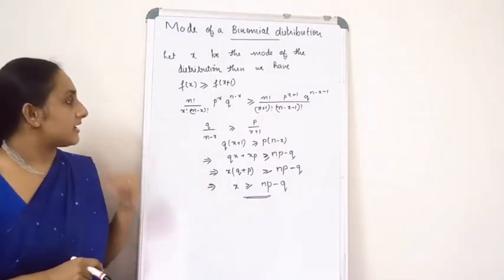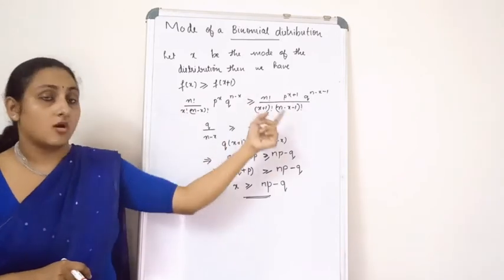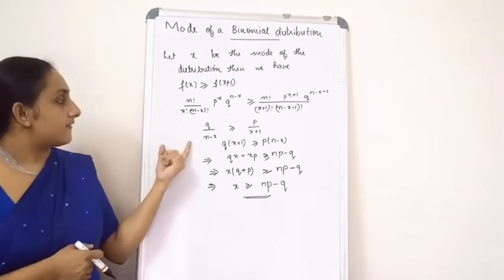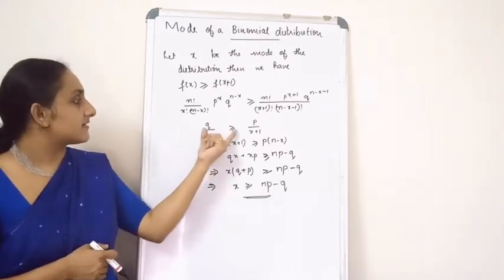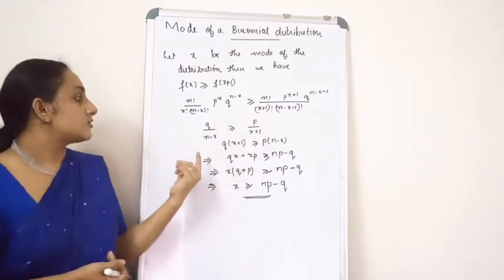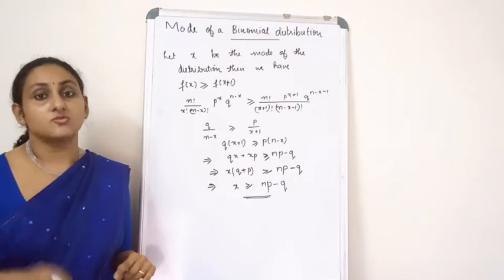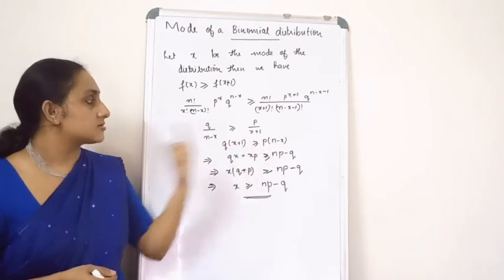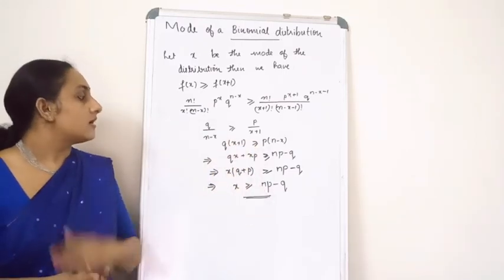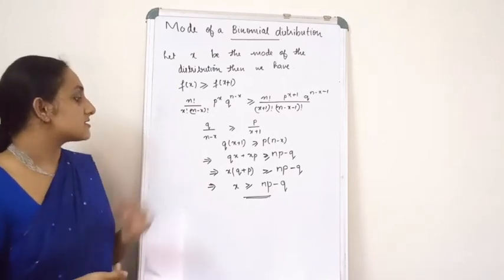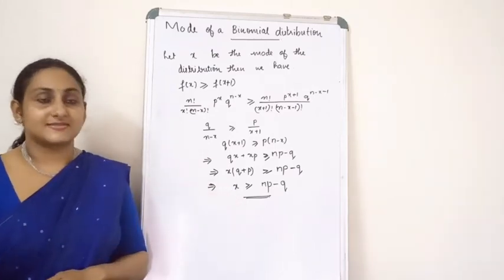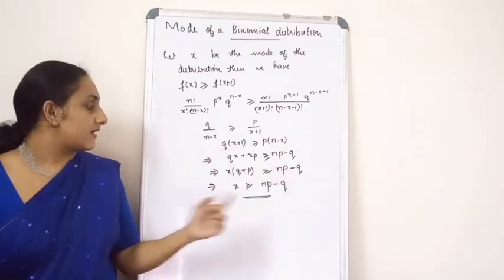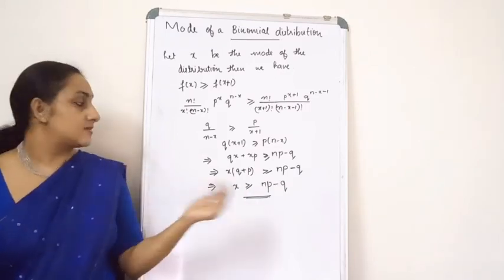Again, I'm going to cancel off some common terms over here, in a similar way to what we did for the first inequality. And finally, I get q divided by n minus x greater than or equal to p divided by x plus 1. You'll be wondering how I got this. This is up to you, you will have to work that out. Which implies q into x plus 1 greater than or equal to p into n minus x. Now, with a few simple mathematical calculations, you keep x on the left side and bring all the other terms to the right side. You will get x greater than or equal to np minus q. So this is the other bound.